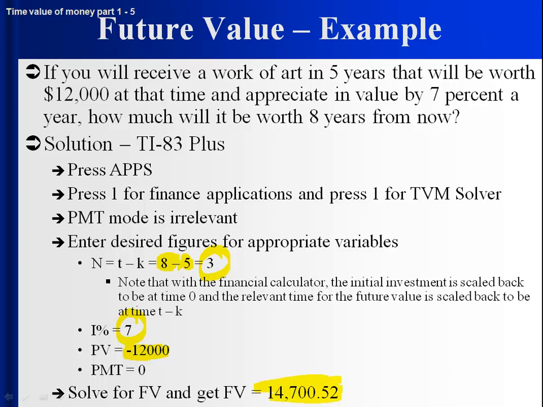14,700.52. If you spent 12,000 on a piece of art in 5 years and it appreciated in value by 7%, in 8 years from today, which would be 3 years after you bought it, you could sell it for $14,700.52.